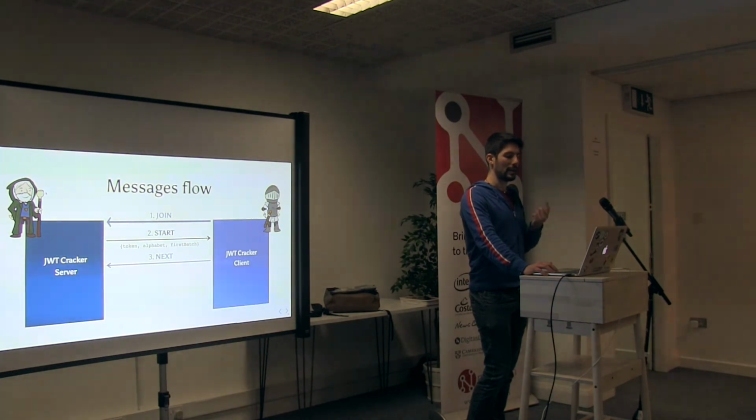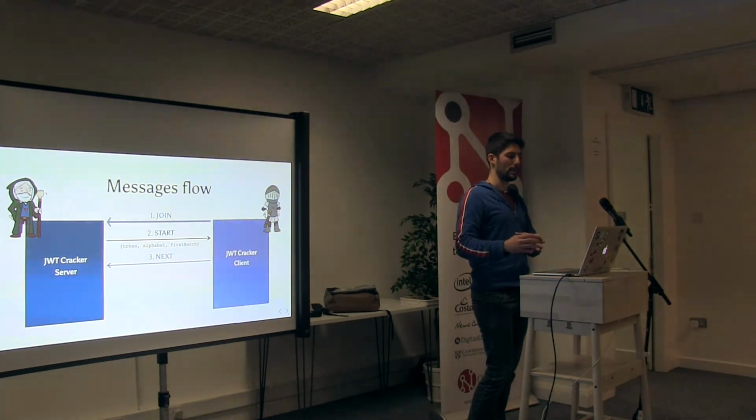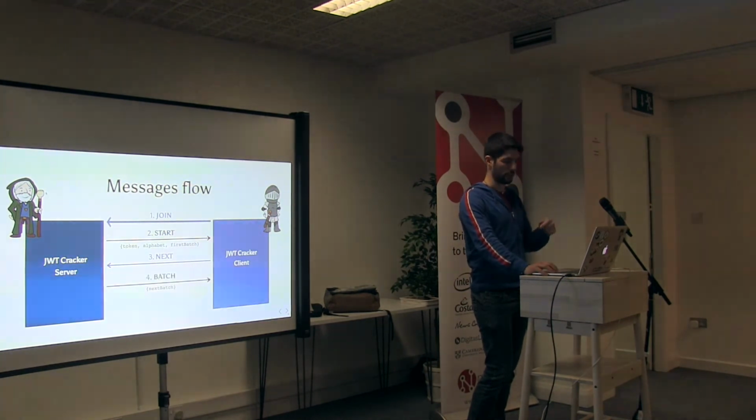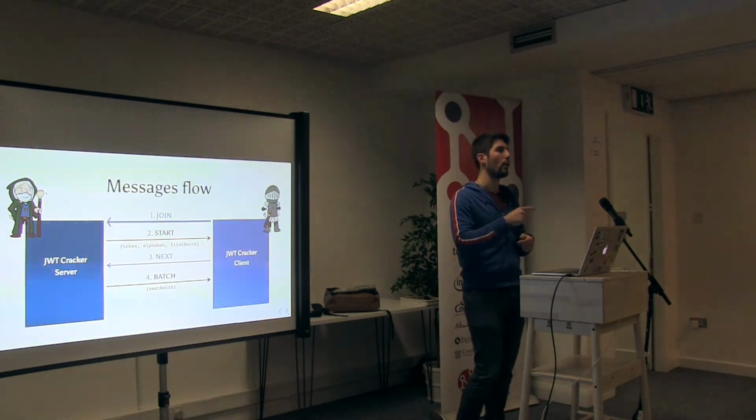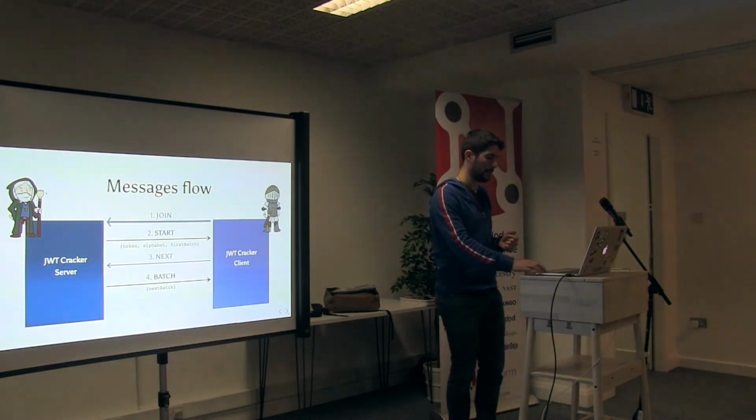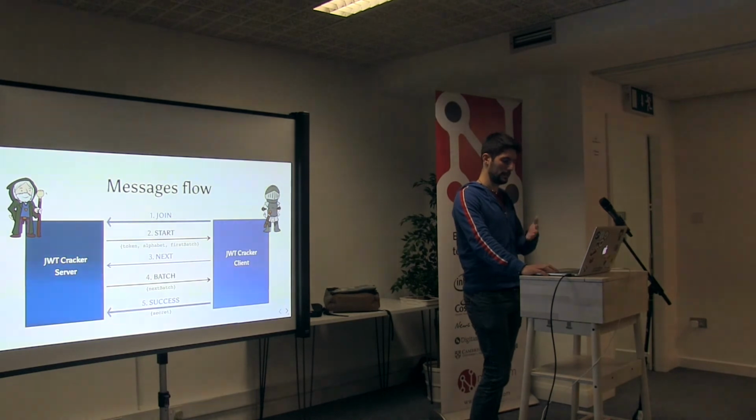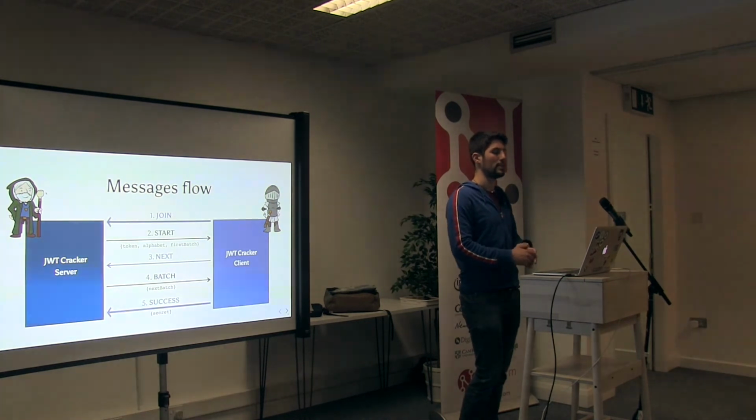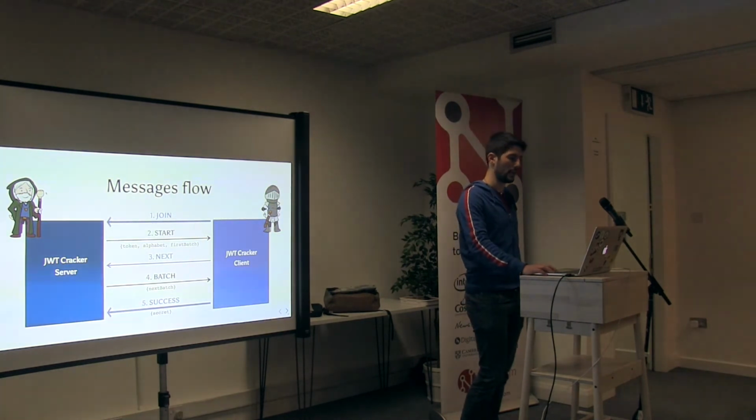And when the client finishes exploring this specific space, it can ask for the next batch. And the server, of course, will respond with the new batch. This flow, 3 and 4, can go on forever until somebody finds the password. At that point, there will be a message called success that will communicate the secret to the server, and the server then can dispatch the secret to all the connected clients.